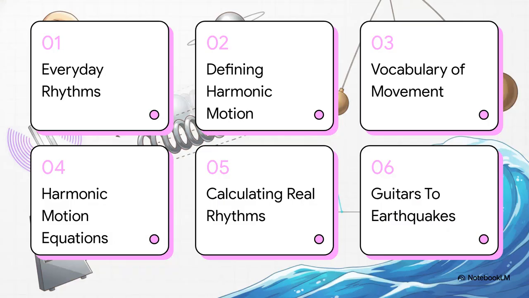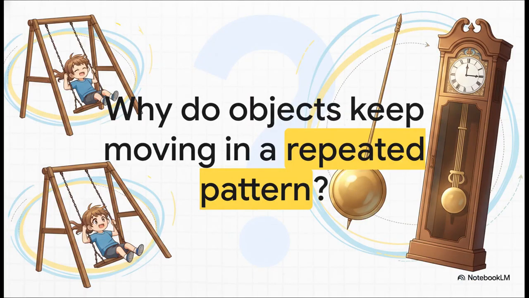All right, here is our roadmap for today's journey. We'll be hitting 1. Everyday rhythms around us, 2. Defining harmonic motion, 3. The vocabulary of movement, 4. Equations of harmonic motion, 5. Calculating real-world rhythms, and finally 6. From guitars to earthquakes. And don't worry, the math we get into later is going to be completely grounded in the real world. Okay, let's dive into this.